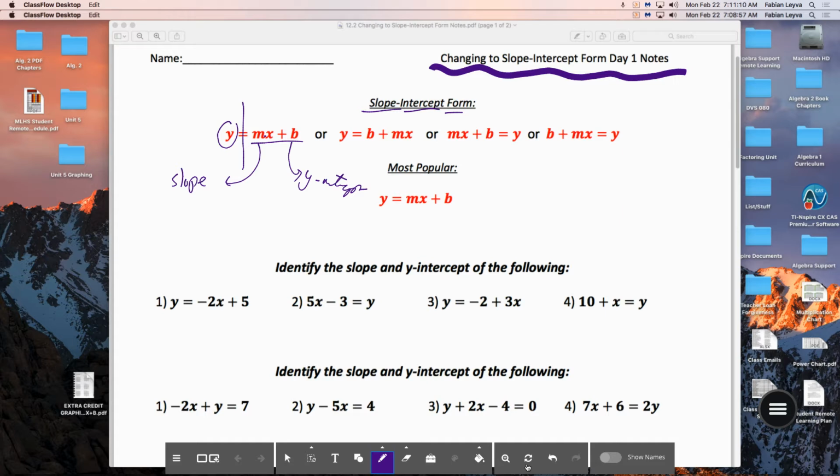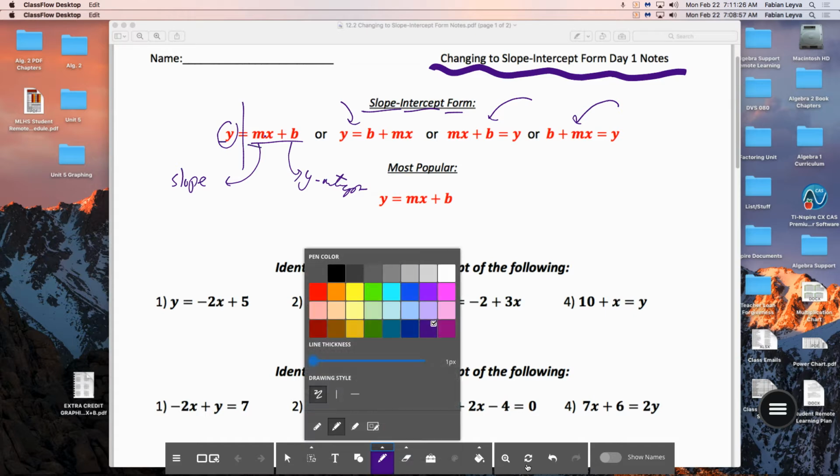Now, keep in mind that I gave you three other options here. One option here, another option here. Notice they're all in red. Now, what I'm trying to do here is to train you guys to see y equals mx plus b, although it's not exactly in this order, y equals mx plus b.